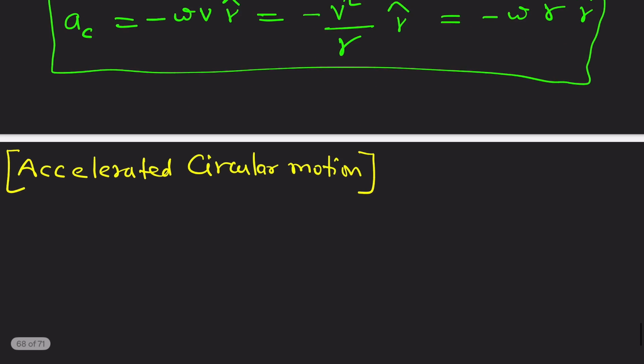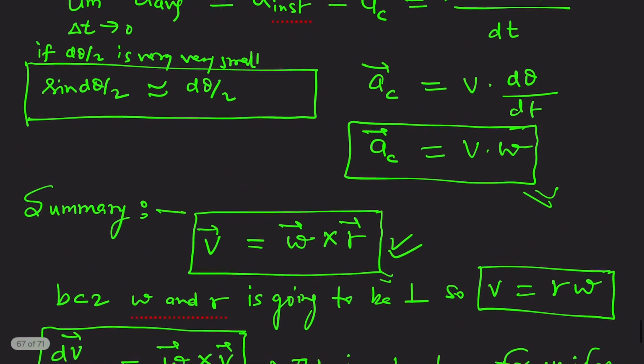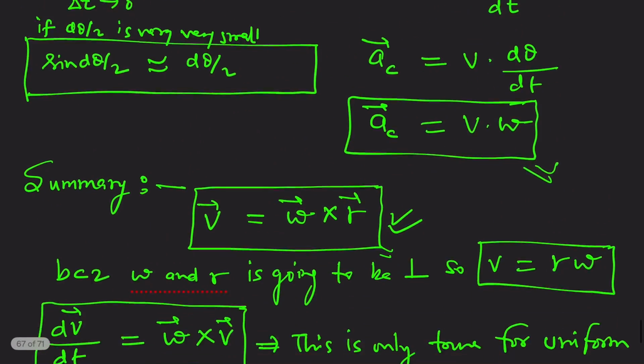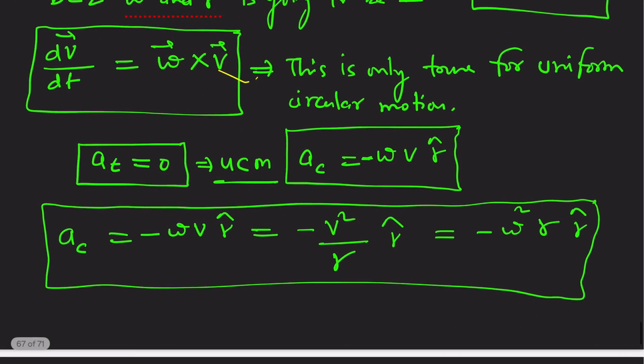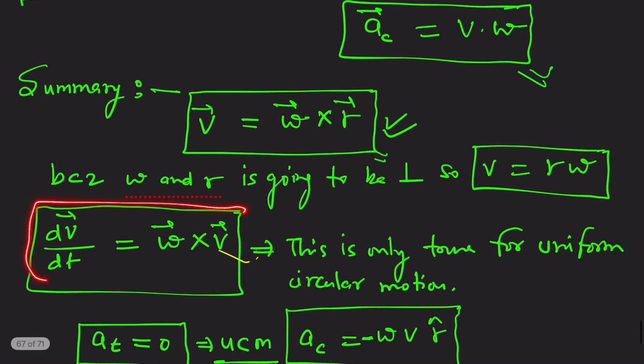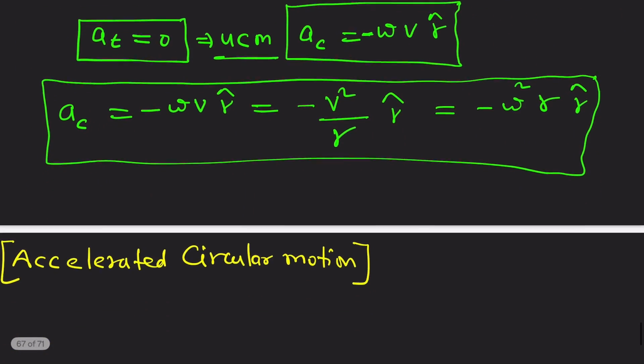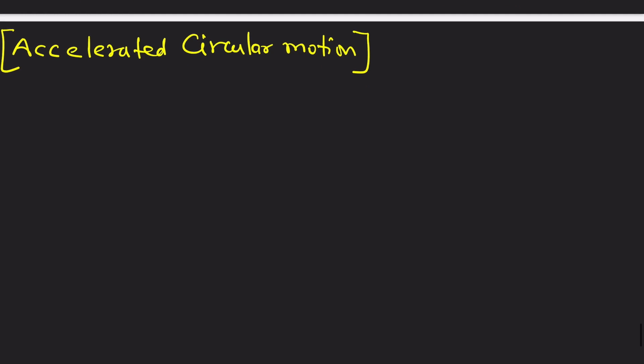Hello students. In the last class we discussed uniform circular motion, and we derived certain relationships, one of which is in general true for all sorts of motion. Then we derived the acceleration in the case of uniform circular motion, which is only true for uniform circular motion, not in general.